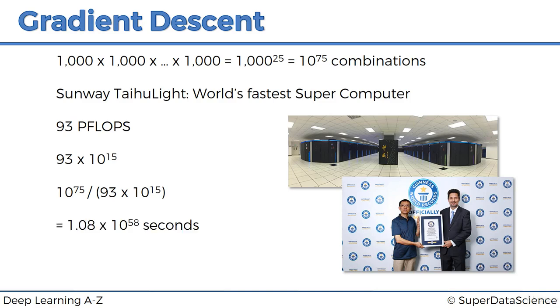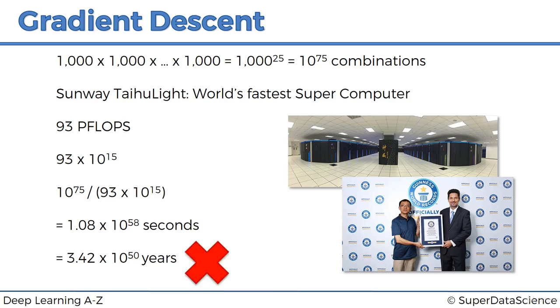So that means approximately 10 to the power of 58 seconds. And that is the same as 10 to the power of 50 years. That is a huge number. That is longer than the universe has existed. And this number is so huge, it's definitely not going to work for us at all in our optimization.